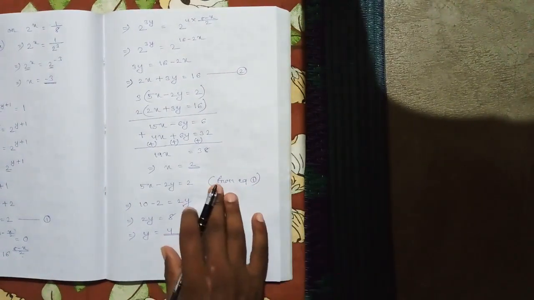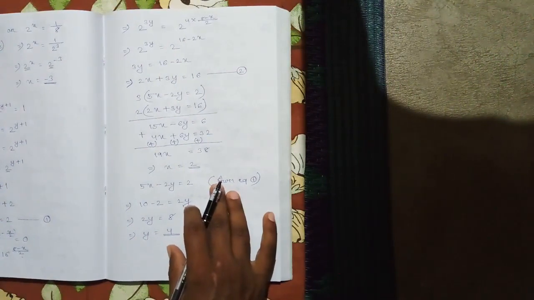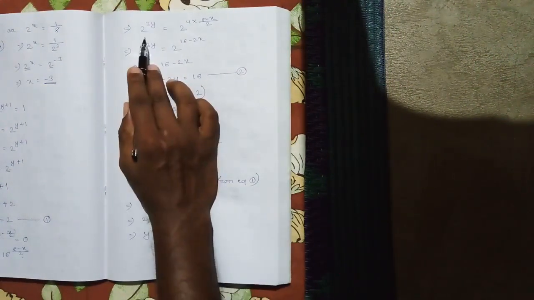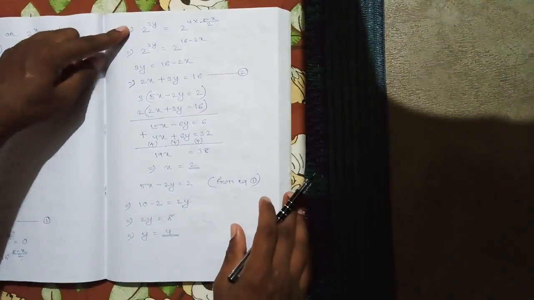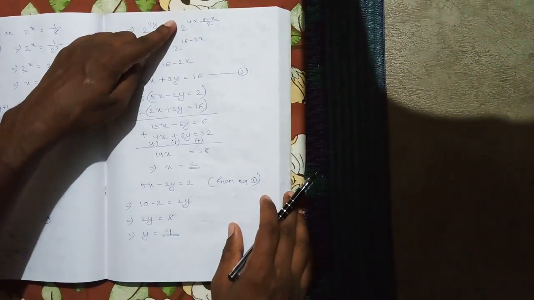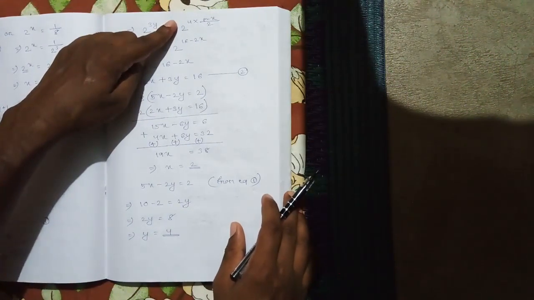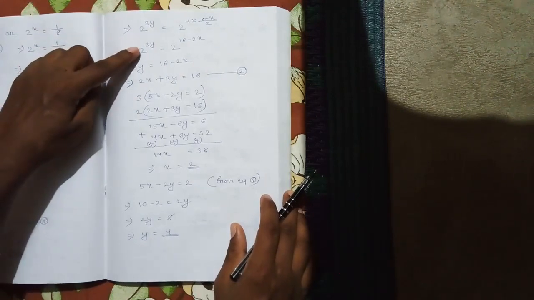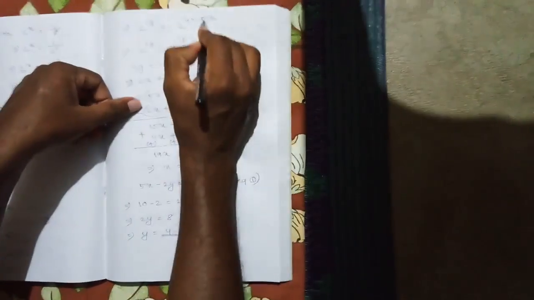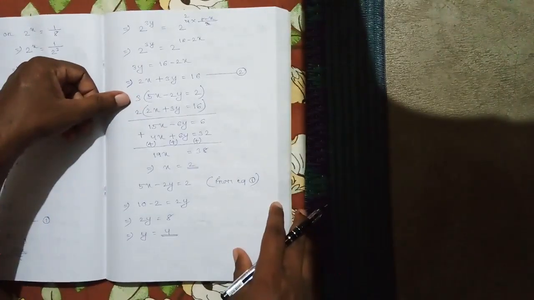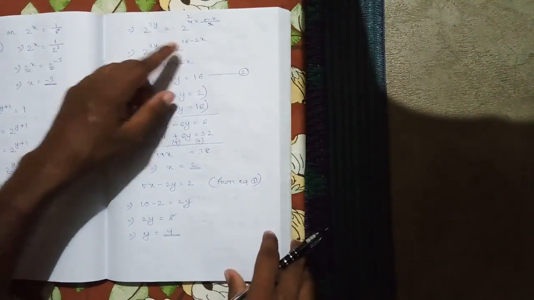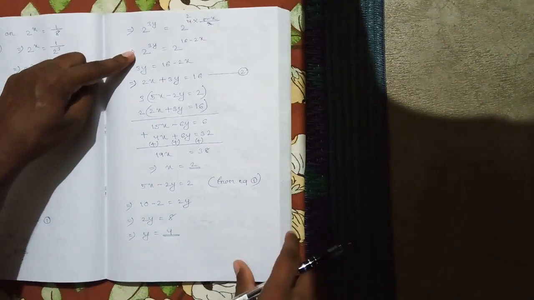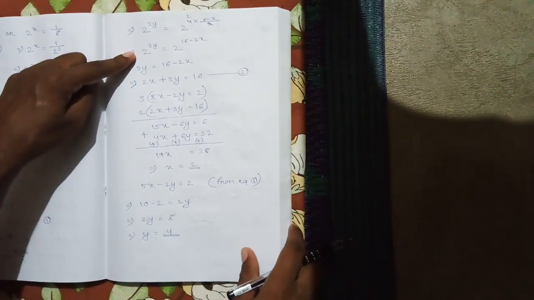8 power y can be written as 2 power 3y, because 8 is 2 power 3. Then 16 can be written as 2 power 4. Then its whole power was there, 4 minus x by 2 multiplied. So 2 power 3y is equal to 2 power 4 into, 2 and 4 cancel. So 2 into 8 minus x gives you 16 minus 2x. So we have now 2 power 3y is equal to 2 power 16 minus 2x.